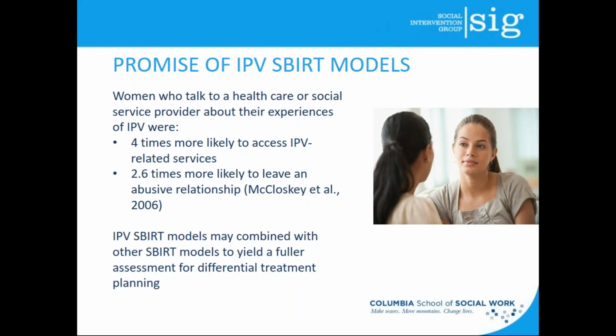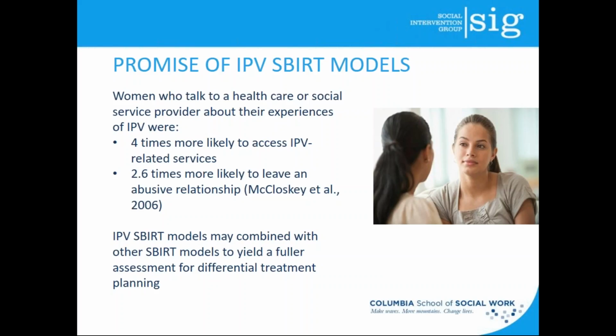So we thought about using an SBIRT model to identify IPV among women who use drugs, raise awareness of the different types of violence they're experiencing, and conduct a brief intervention to motivate them to develop a plan to increase their relationship safety, which may include safety planning, increasing their social support, or referral to treatment.